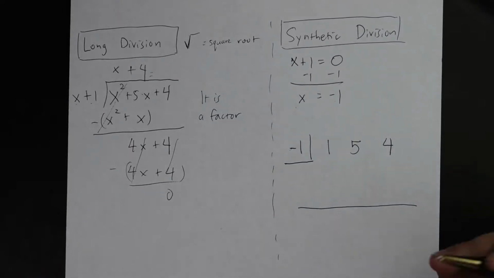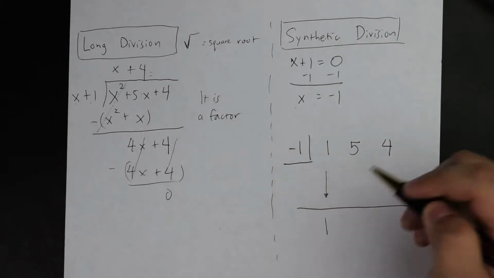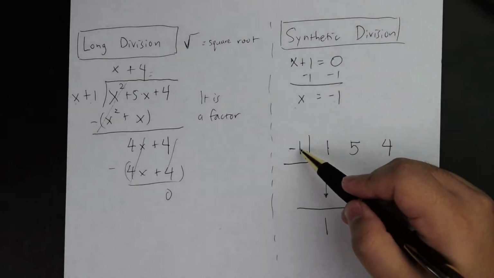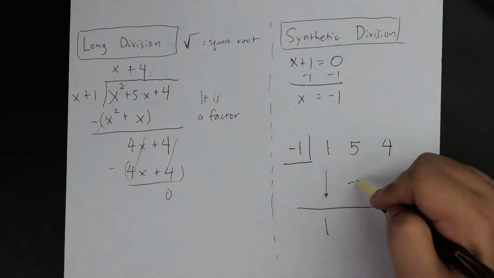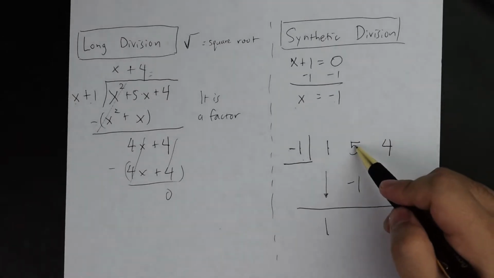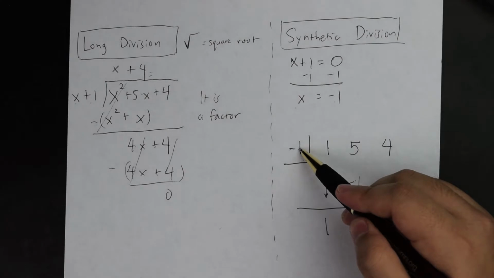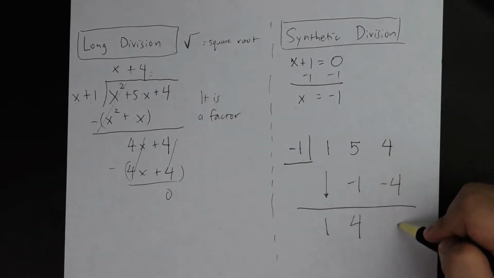Afterwards, always the first step in synthetic division is that I am going to bring down the 1. So that's the first step, bring down the 1. Afterwards, I'm going to multiply the box value with whatever is on the bottom. So negative 1 times 1 is negative 1. And I'm going to combine that afterwards: 5 minus 1 is 4. Same thing again. Negative 1 times 4 is negative 4. And 4 minus 4 is 0.